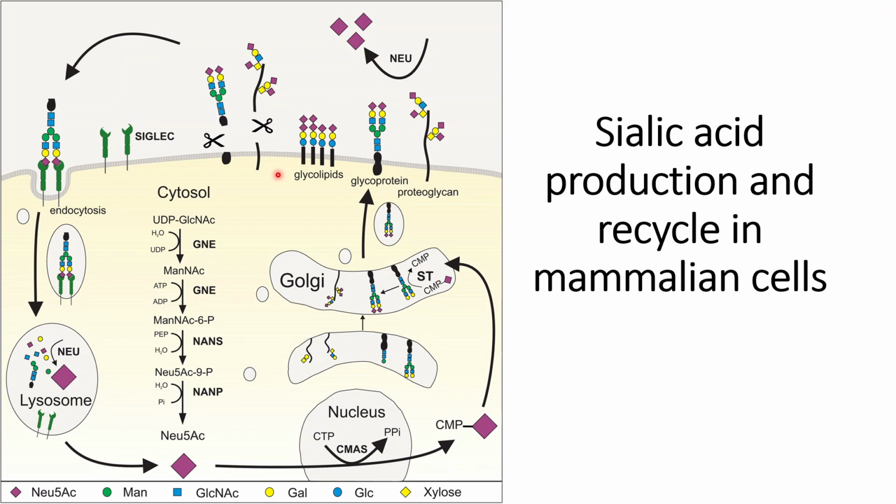In this video, we will discuss how sialic acids are formed in mammalian cells and how they are recycled back, so that they can be used again during the formation of carbohydrate structures that contain sialic acid.